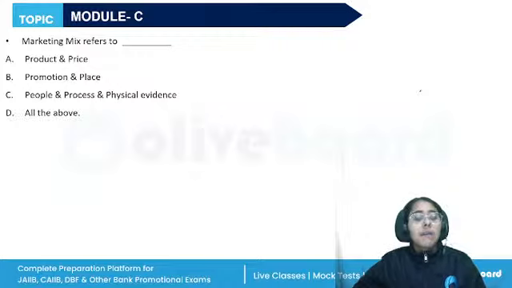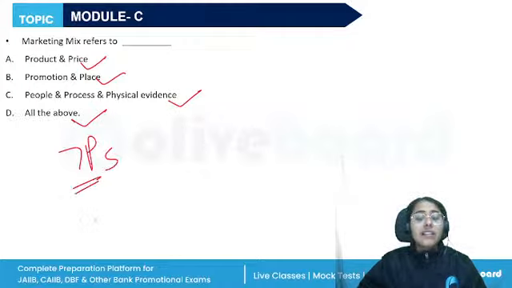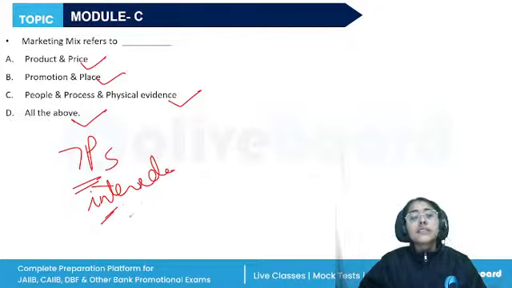Next question. Marketing mix refers to what all components are there in the marketing strategy, or what all is included in the marketing mix for a retail bank. The product and price, promotion and place, people and process and physical evidence, or all of the above. So actually there are 7 P's in the marketing mix, which are interrelated. Success of one depends upon the success of another.